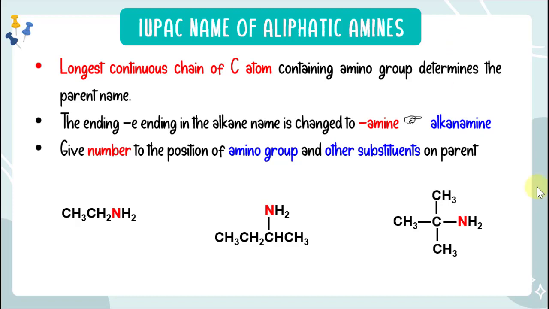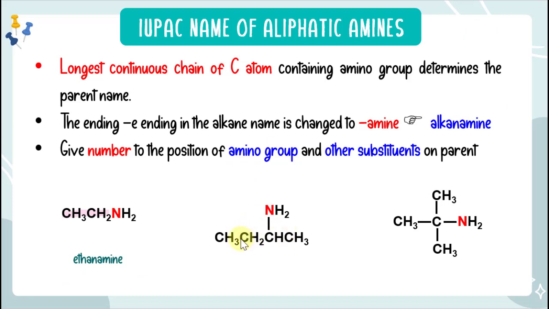Let's have a look at the first structure. We have CH3CH2NH2. Just now we already had a look at the common name for this structure, so it will become ethylamine. For the IUPAC name for this structure, since the longest carbon chain is 2 carbons, we have ethane. The E in ethane will be changed into amine. So the IUPAC name for this structure is ethanamine.